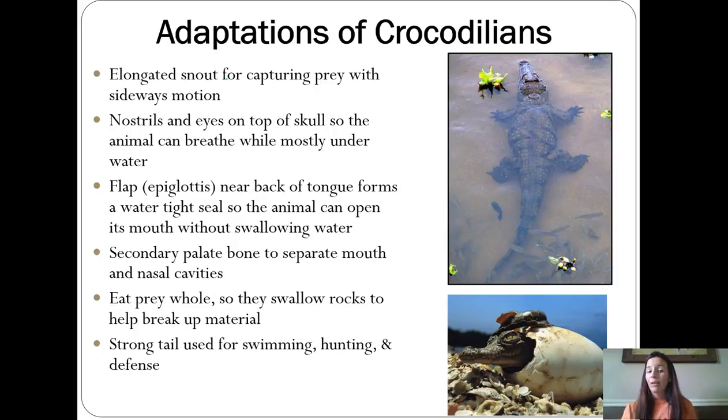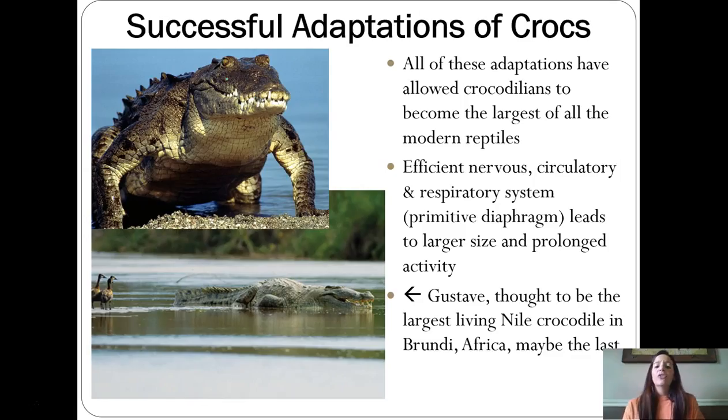They have a bone that separates their mouth and nasal cavities, and they eat their prey whole. They actually swallow rocks in addition to their prey to help break up their food. And then, of course, that strong tail that you see, which helps them with swimming, defense, hunting, everything. These adaptations have allowed them to be the largest of all modern reptiles, and they're also very successful. They've been around for millions of years.